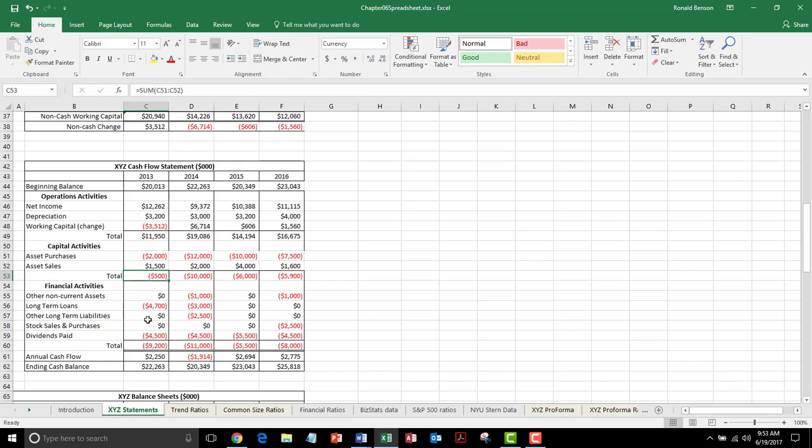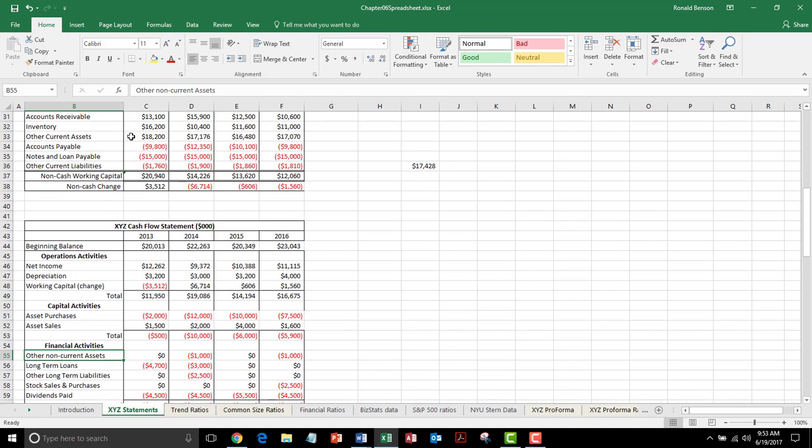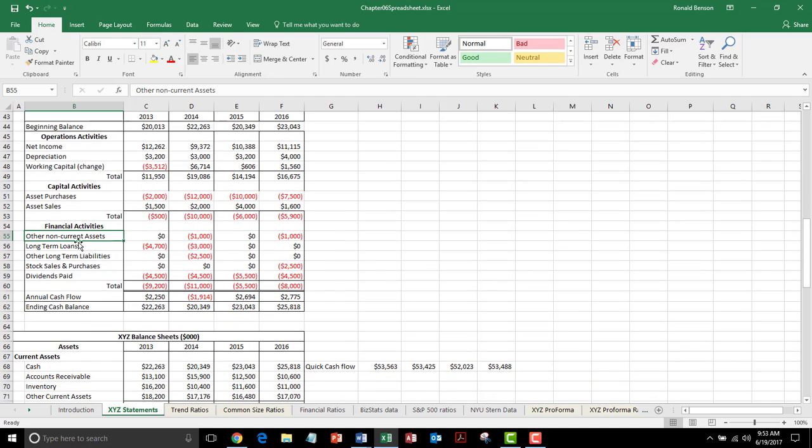We sum those. We have asset purchases and asset sales. Financial activities include other non-current assets, since we have the current assets up here. These are non-current: long-term loans, other long-term liabilities, stock sales, purchases, and dividends, all financial activities which we enter directly, and get a total. The annual cash flow is then the sum of these three. You see it here.